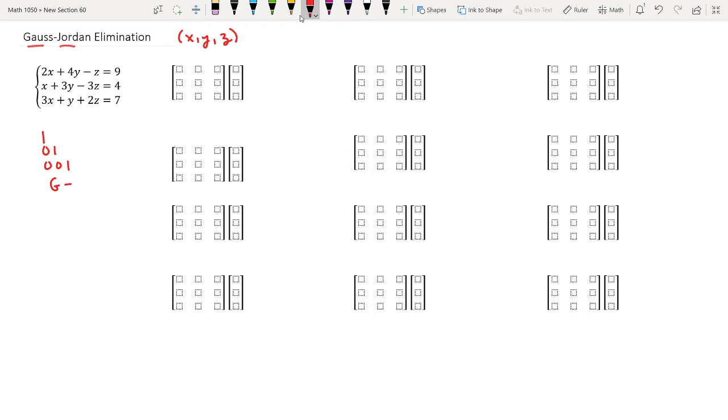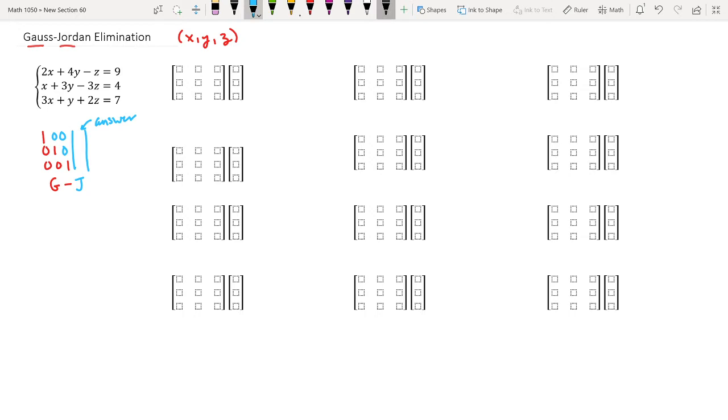The Jordan part says, don't just stop there. Let's go back a little bit more and fill in the other triangle of zeros. When you do that, that's the Jordan part, then the answer box, which is this right-hand column, is going to be your answer. So it's just taking it an extra step, a little bit farther, a little bit more of the matrix work.